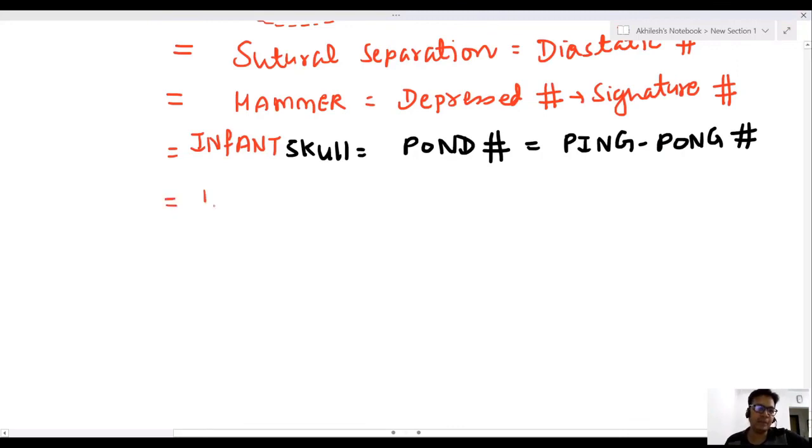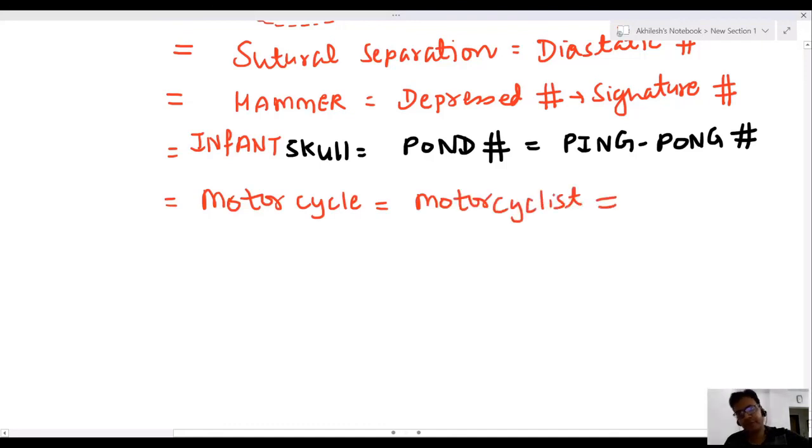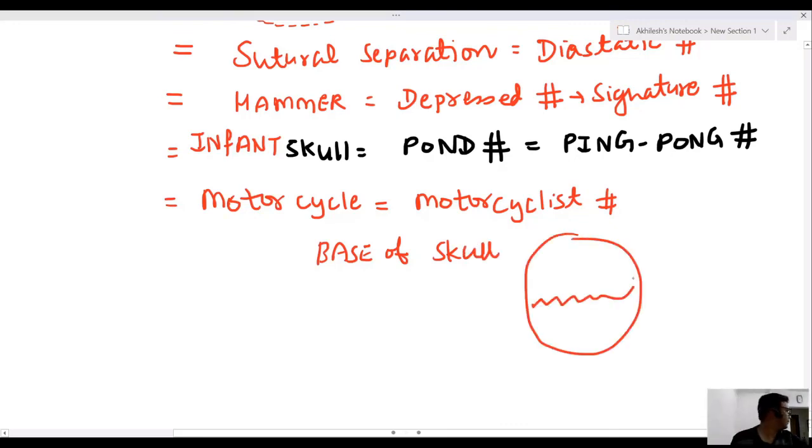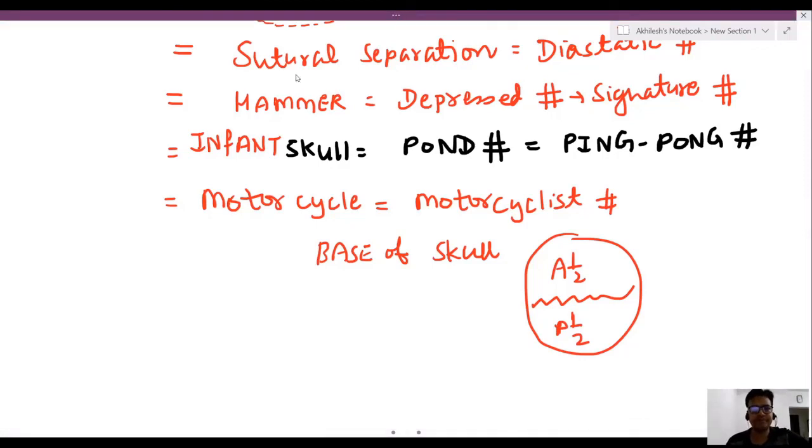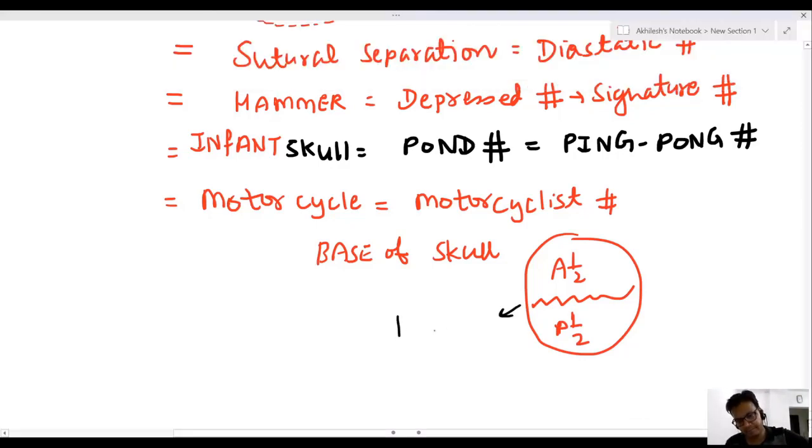And Dr. Saab, if you are riding a motorcycle, there is motorcyclist fracture. First of all, sir, motorcyclist fracture is a fracture of the base of skull, and the base of skull is divided into anterior half and posterior half. We have hinge fracture line.